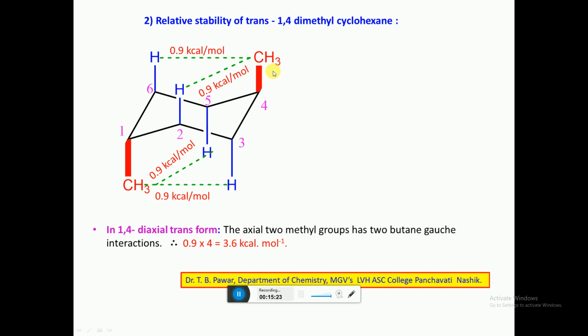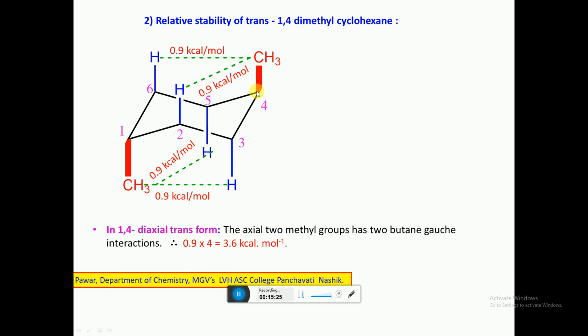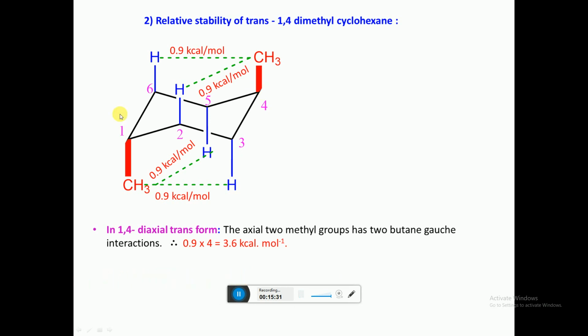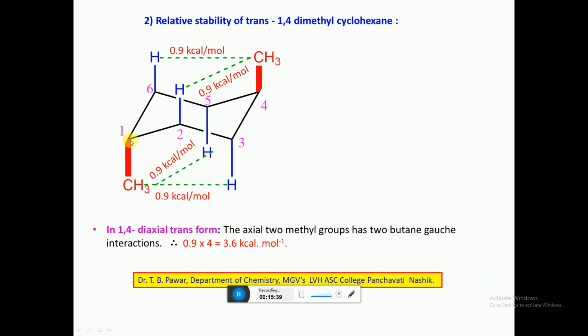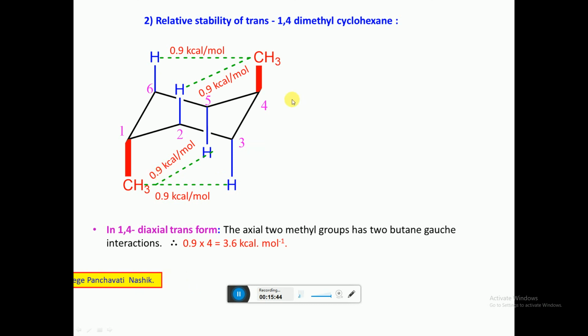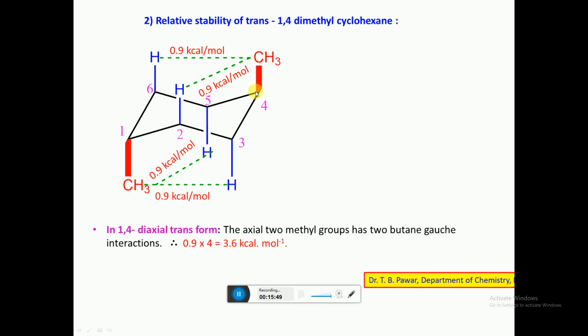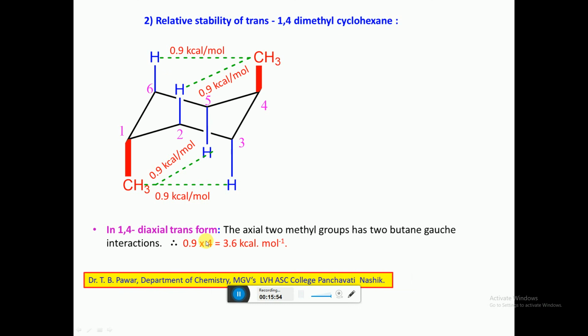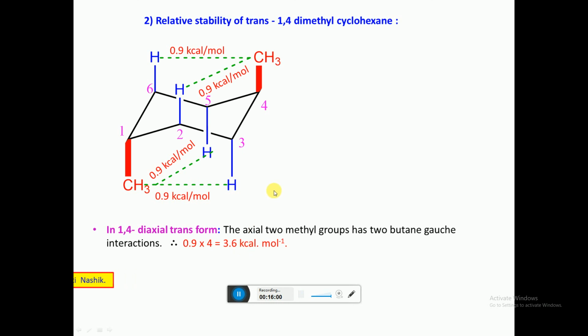Here both axial methyl groups are gauche to the third carbon. That means the CH3 axial on carbon number 1 is gauche to carbon number 3 and gauche to carbon number 5, so these are two 1,3-diaxial interactions. Similarly, the CH3 on carbon number 4 is gauche to carbon number 2 and carbon number 6, so these are two more 1,3-diaxial interactions. Total four gauche 1,3-diaxial interactions, so 0.9 multiplied by 4, 3.6 kilocalorie per mole energy of the molecule.